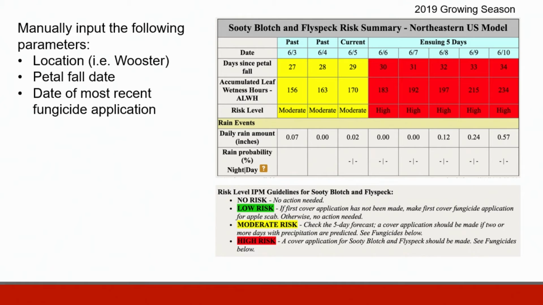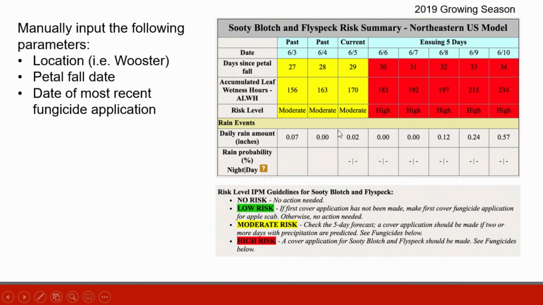Similar to the apple scab and fire blight predictive models that we discussed, the sooty blotch and fly speck model is available through NUA for Ohio producers. For this model, you first need to enter the location of the orchard and the predicted petal fall date for McIntosh apples. If petal fall has already passed, then a grower can enter the date of the most recent fungicide application they made. The output of the model is shown here and is color-coded.